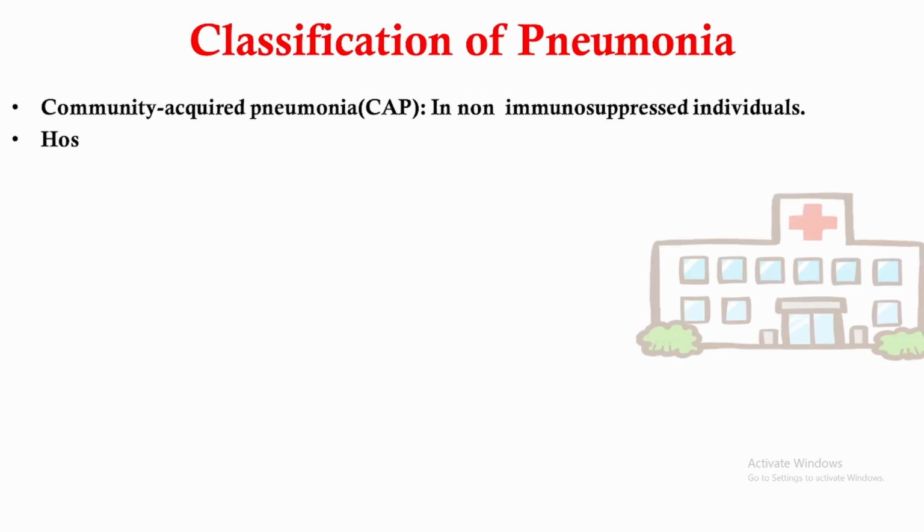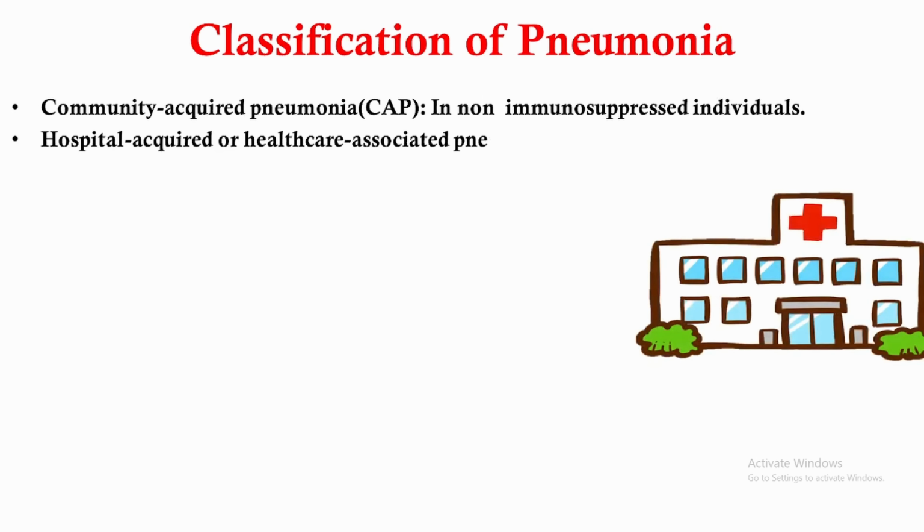Pneumonia is usually classified by the setting in which the patient has contracted the infection. For example, community-acquired pneumonia is defined as pneumonia in a person with no underlying immunosuppression or malignancy. Hospital-acquired pneumonia is sometimes called healthcare-associated pneumonia, reflecting the role of other institutions such as nursing homes.